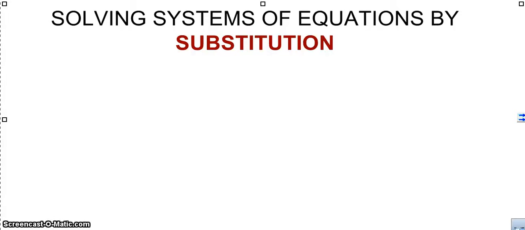Hi everybody, we are moving on today to solving systems of equations by substitution. You should be right on that note page in your packet, and right at the very top it says solving systems of equations by substitution. Now on this page, really the notes are there.